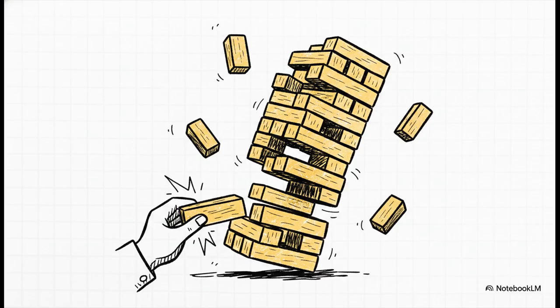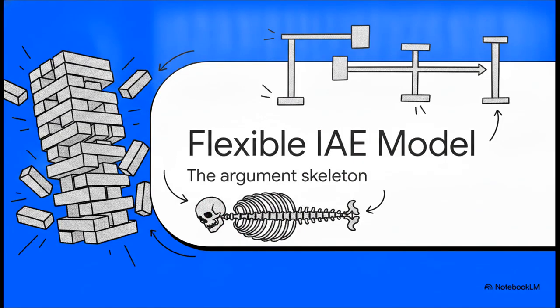Your opponents, or even just your skeptics, they don't need to knock down your whole tower. They just need to find that one missing logical link, pull the loose block, and watch your entire case collapse. Section 3. The flexible IAE model. To prevent that Jenga collapse, we obviously need a structure. The IAE model is the most flexible form of argumentation out there.